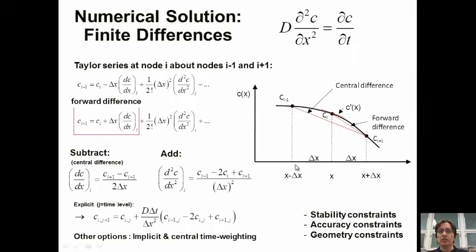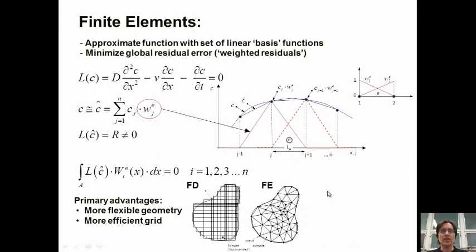As in all numerical solutions, finite difference has some stability constraints, accuracy constraints, and some geometric constraints. Another very popular numerical method is called finite elements, and this is where we use an approximate function with a set of linear basis functions.